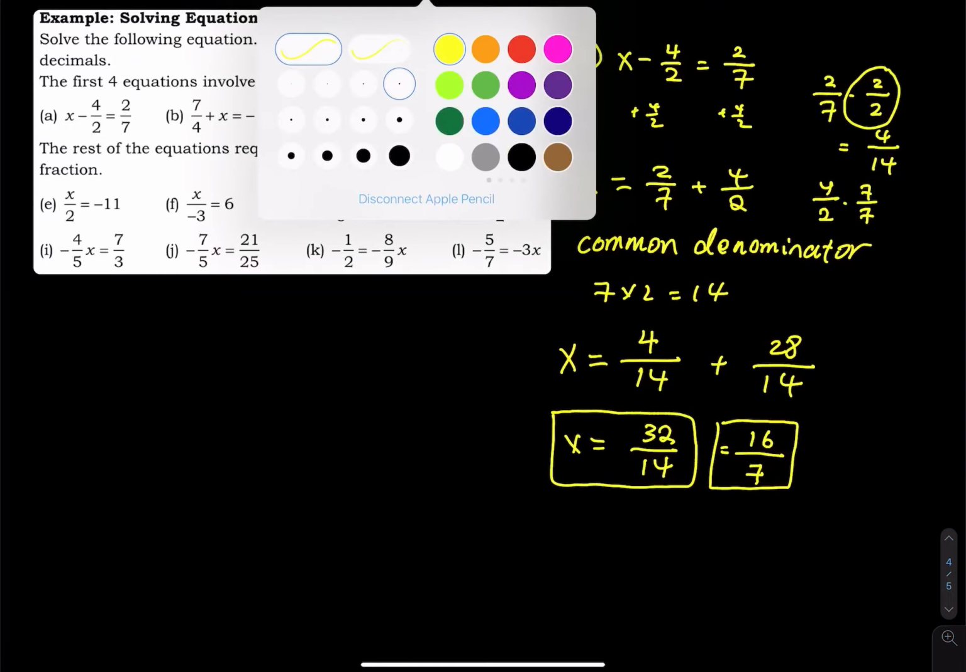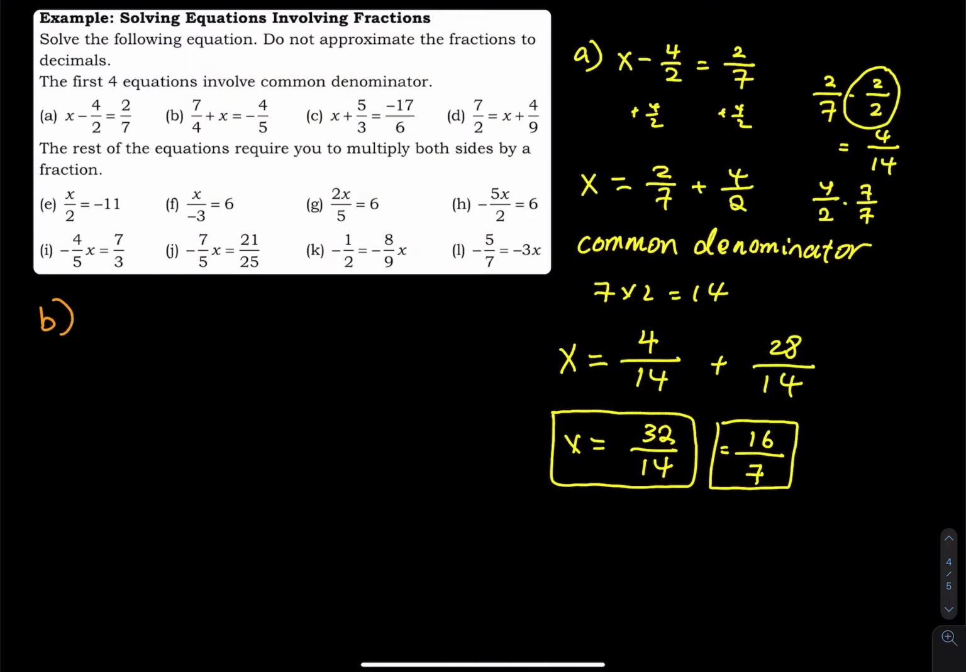Let's take a look at B. In B, we have 7 over 4 plus x equals negative 4 over 5. So we have x equals... you subtract this on both sides, or you move that over to the other side and change the plus to a minus. So x equals negative 4 over 5 minus 7 over 4.